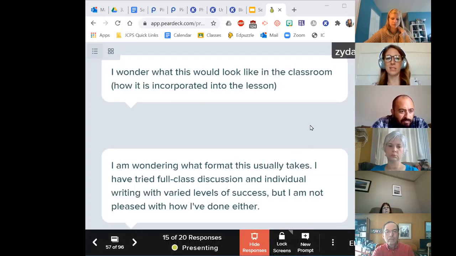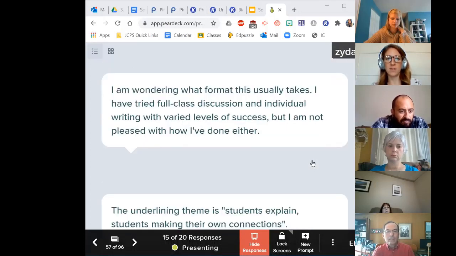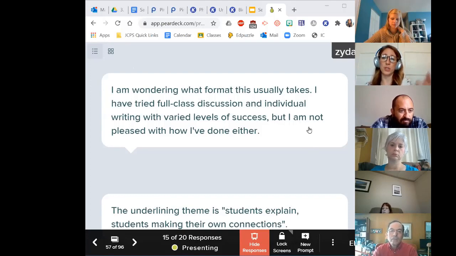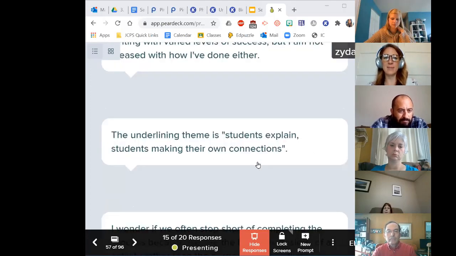I'm wondering what format this usually takes. I've tried full class discussion and individual writing with varied levels of success, but I'm not pleased with how I've done either. We're going to look at some tools today that they can use during these sense-making activities, and those should help with the follow-ups. The underlying theme is students explain.